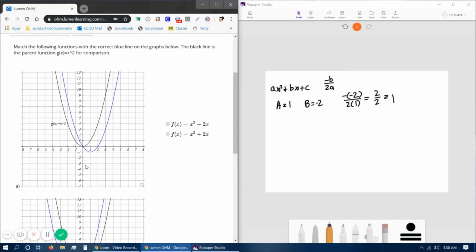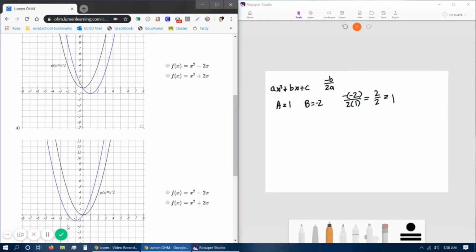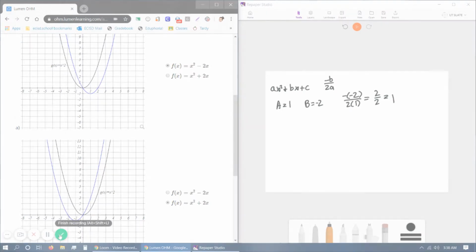Looking at the graphs, you can see the first graph has a vertex when x equals positive 1, and the second graph has a vertex when x equals negative 1. That means this first function goes with the first graph, and by process of elimination, the second function, f of x equals x squared plus 2x, goes with the second graph.